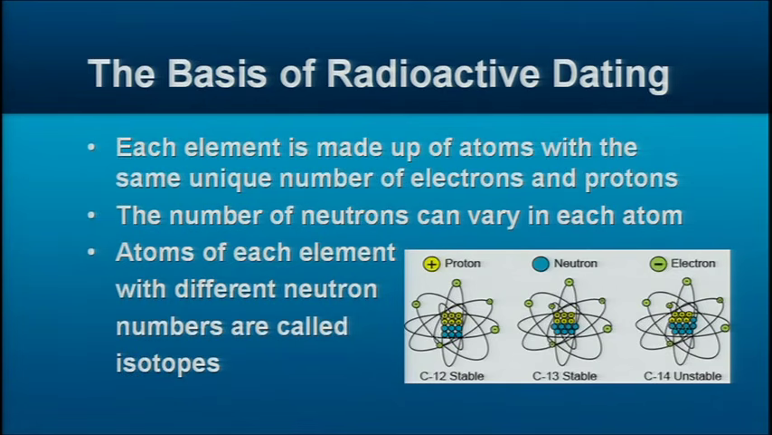So, for example, you've got carbon-12, carbon-13 and carbon-14. The differences in those is that there are more neutrons, 2 more neutrons in carbon-14 than in carbon-12. Now, these 3 different types of carbon atoms are called isotopes. Isotopes.